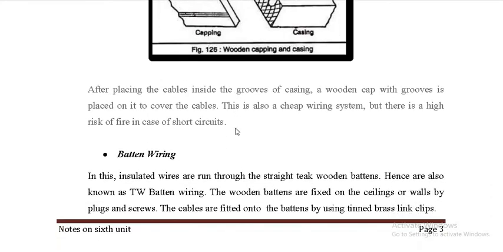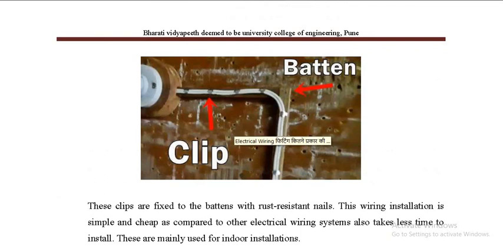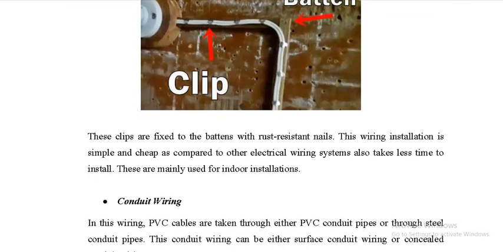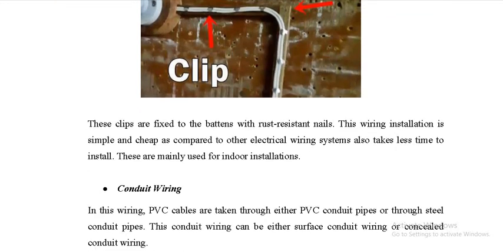The next one is called batten wiring. I suppose you might have seen this wiring in some of the houses. You can see over here the wires are exposed, and at a few intervals they are clipped by flexible clips. Again this is not so good to look at, but many times it is preferred because it's a cheaper one. You can still see this type of wiring used in some of the houses.